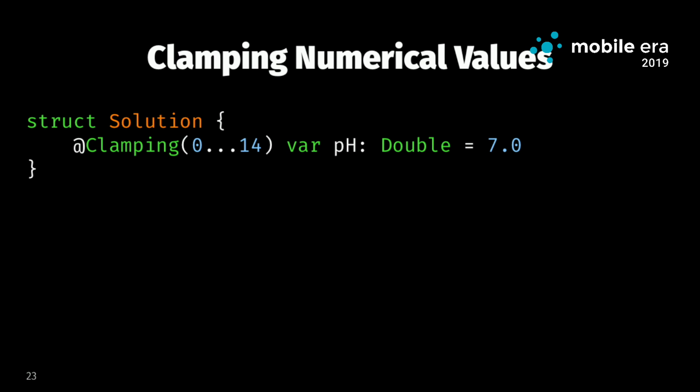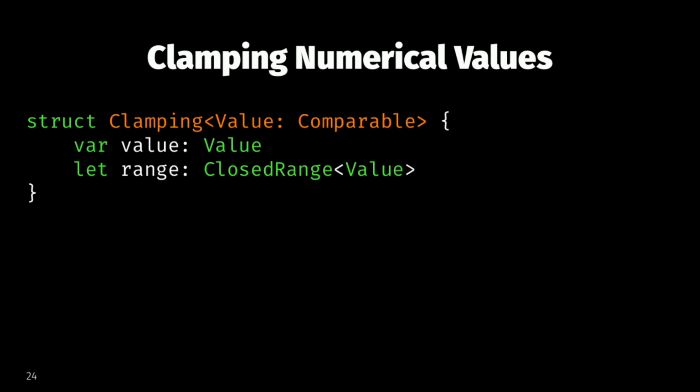And then when we set a new value to the variable, this attribute is going to make sure that the value is inside the interval, and if it's not, it's going to either bring it to 0 or 14, depending on whether it is below 0 or above 14. So what we're going to do is see how this property wrapper called @Clamping could be implemented.